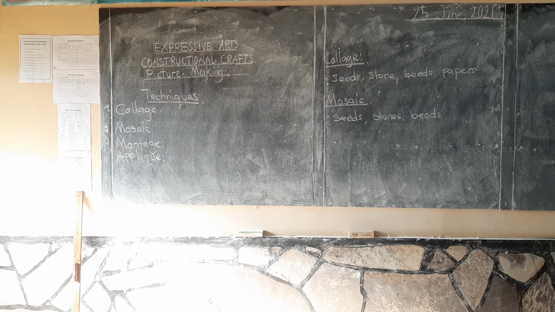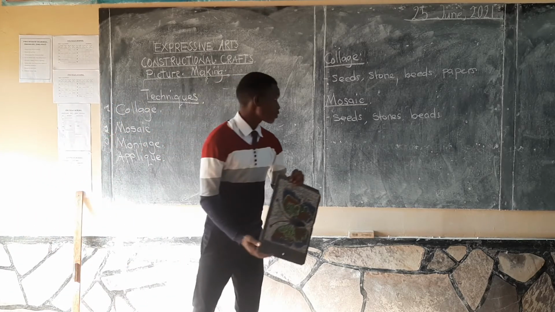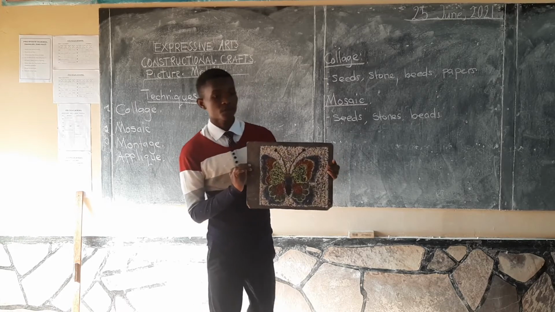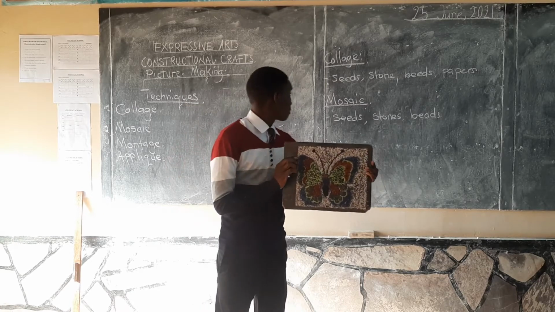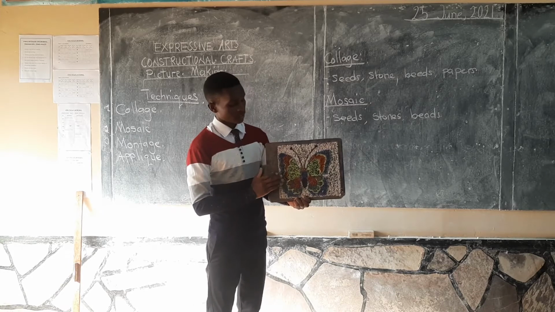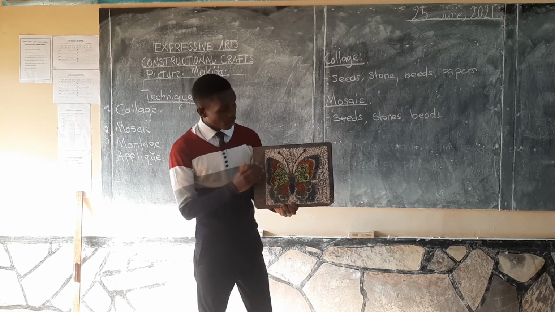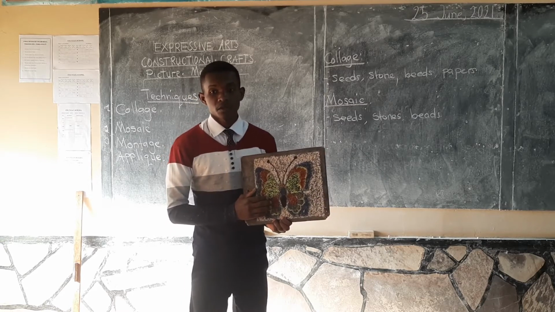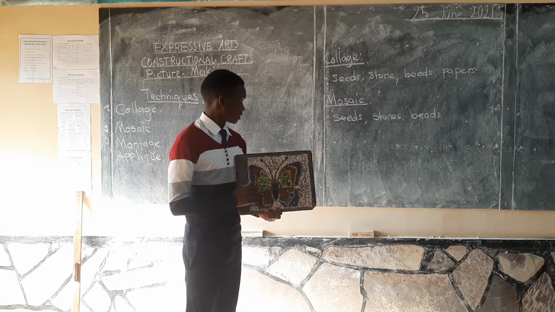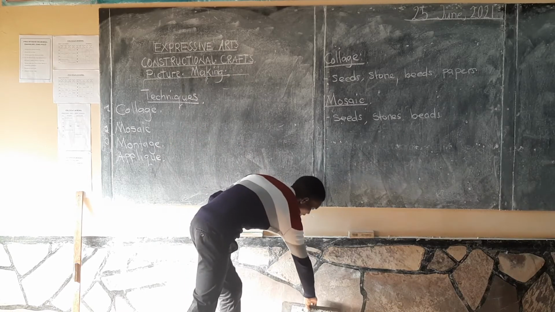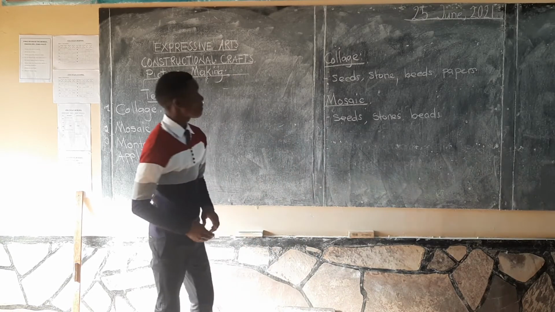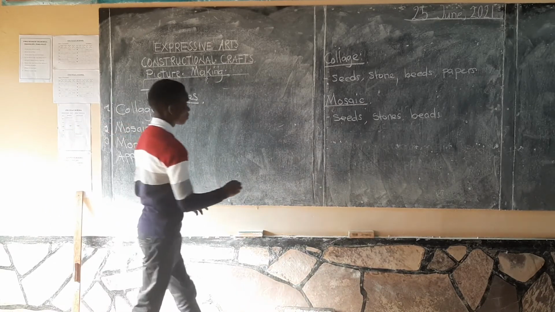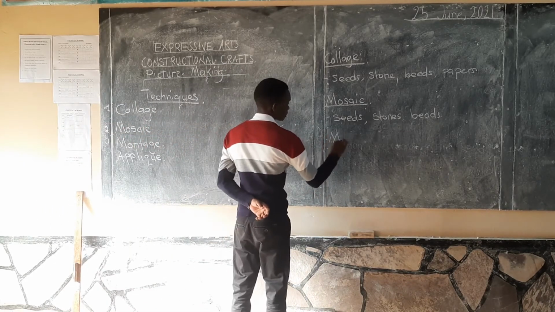Apart from that one, I want to show you another picture under mosaic. This is another beautiful picture. This is a butterfly. Even on this one, I used the beads. So these are some of the picture making techniques. We also go now to montage.